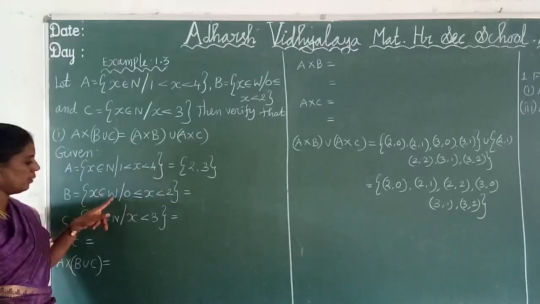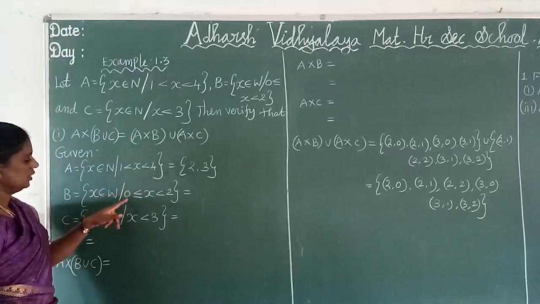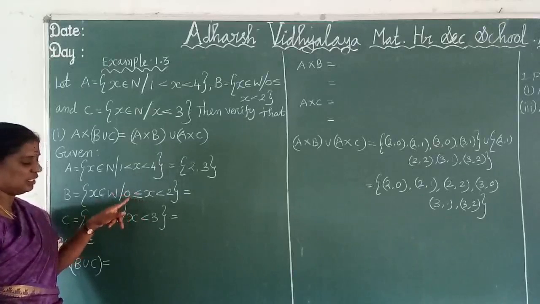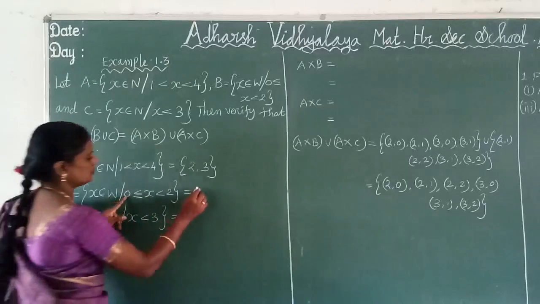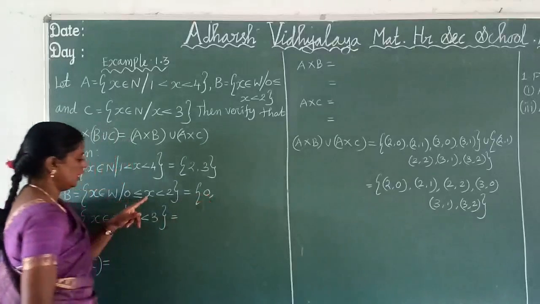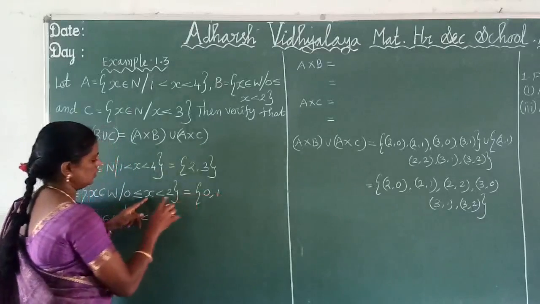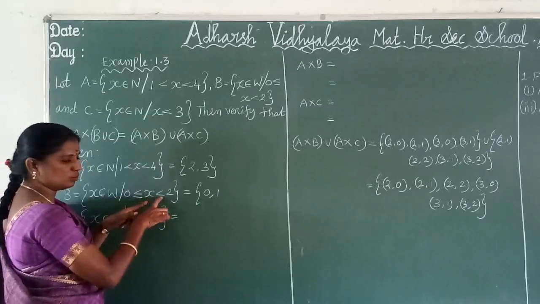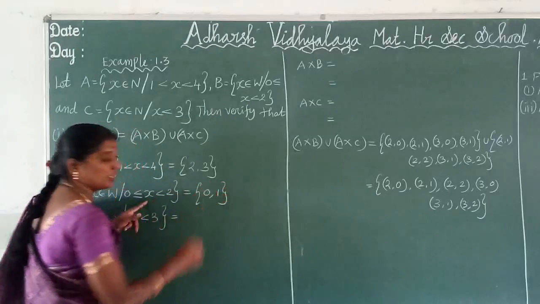W means whole number, such that the number lies between 0 less than or equal to. So less than or equal to means 0 also comes. So 0 and 1, next number 1 less than 2. So less than 2 only, not equal to. So less than 2 means that's all.